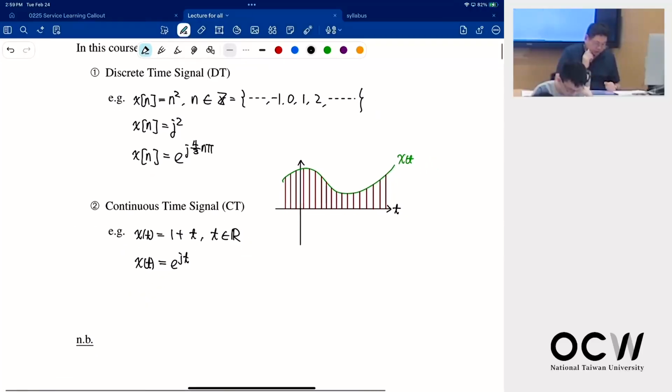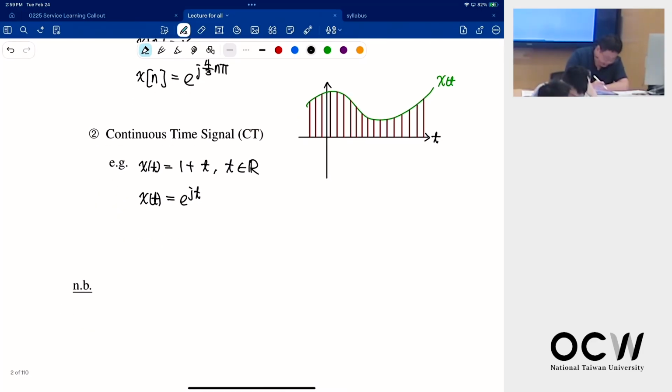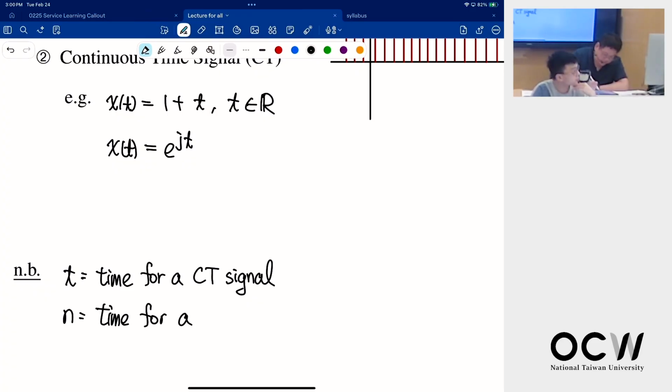So here we have the notes. We have T and N. So if you see T throughout this semester, that means it is time, but time for a continuous signal. Continuous time signal. So time for continuous time. So CT signal. And the N, it's time for a discrete time signal.